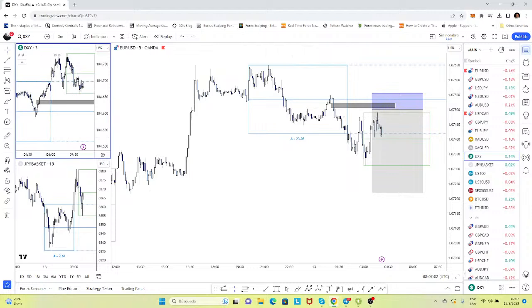Remember, we do have CPIs today, right? Or let's have a look at the economic calendar.